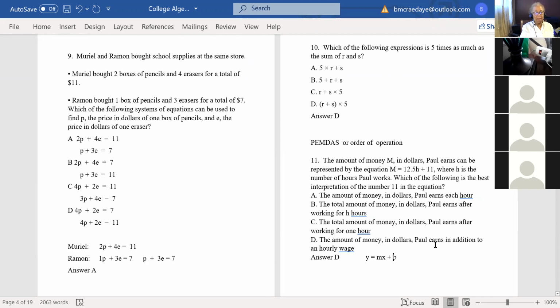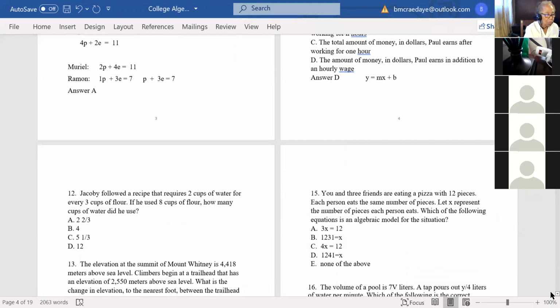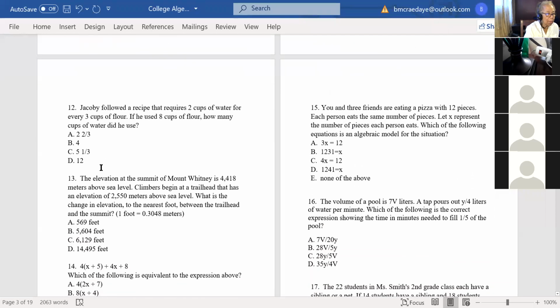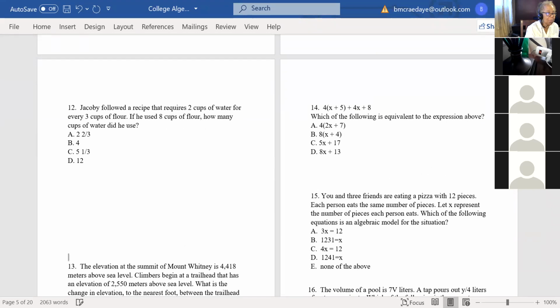Questions on number 11. Okay, let's go to number 12. Number 12 is a recipe problem. How would you solve this one, Audrey?